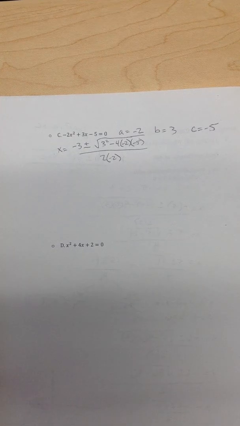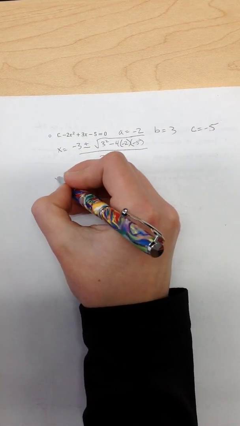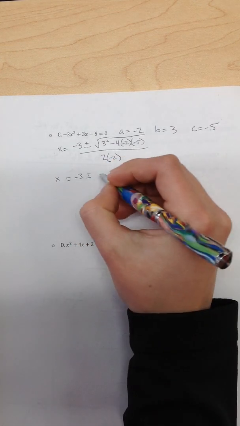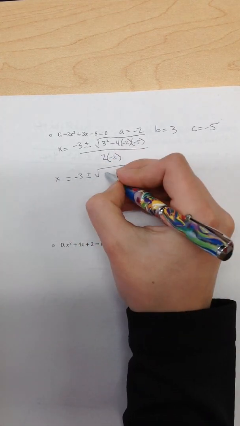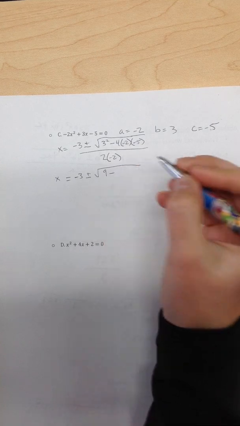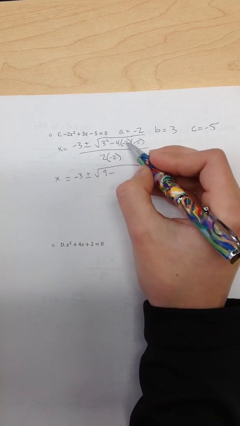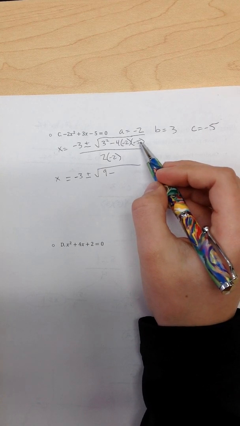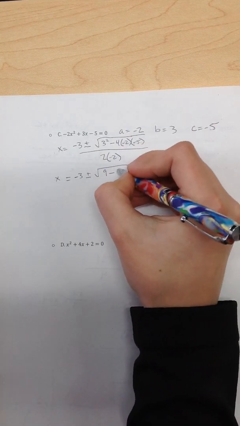Okay, then I try to simplify this out a little bit. So I've got x is equal to negative 3 plus or minus under my square root. 3 squared is 9 minus, and then I would do 4 times negative 2, which would be negative 8, and then times negative 5, which would be 40. So I'd have 9 minus 40.